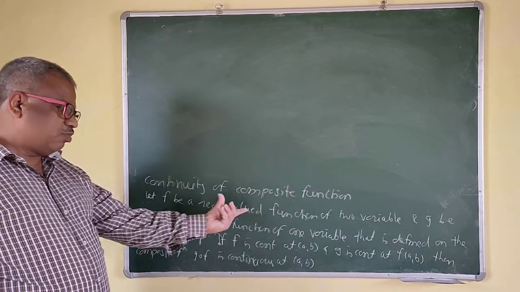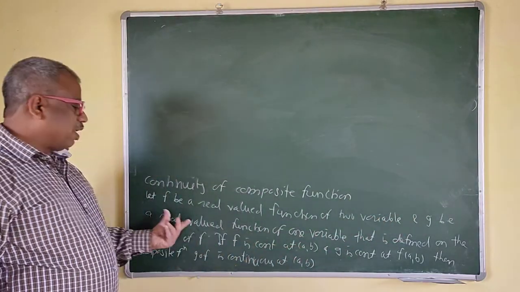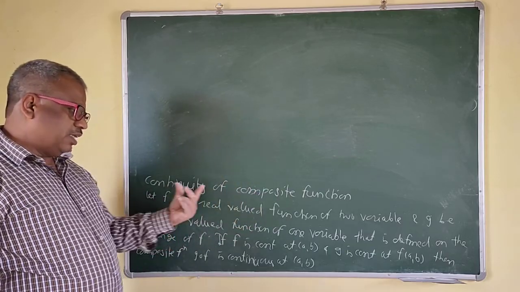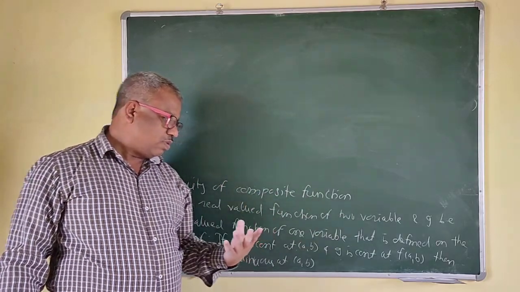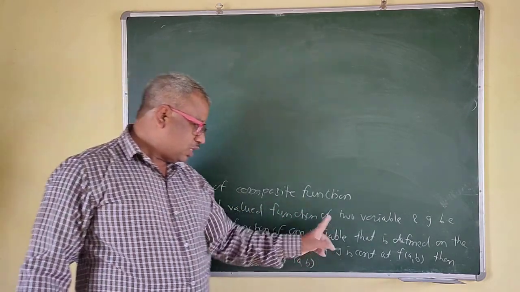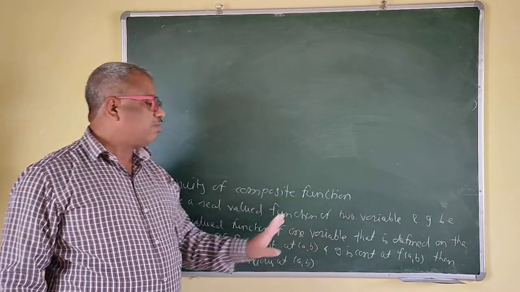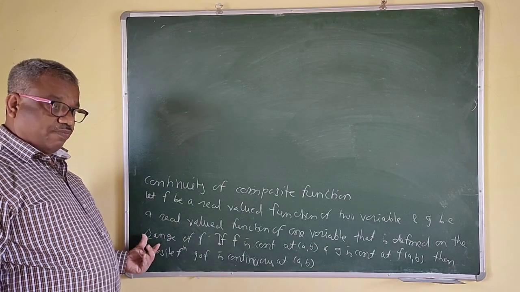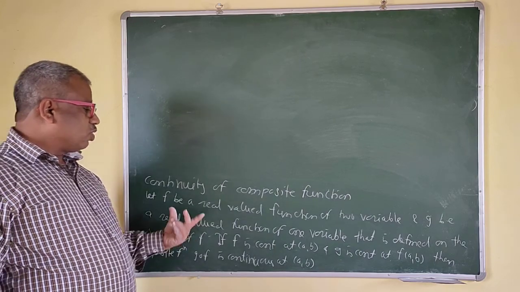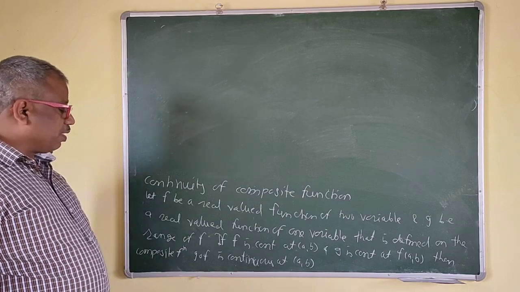Let f be a real valued function of two variables, and g is also a real valued function of one variable. One thing that is very important: g is a real valued function of one variable and it is defined on the range of f. So that means the domain of g should be the range of f.